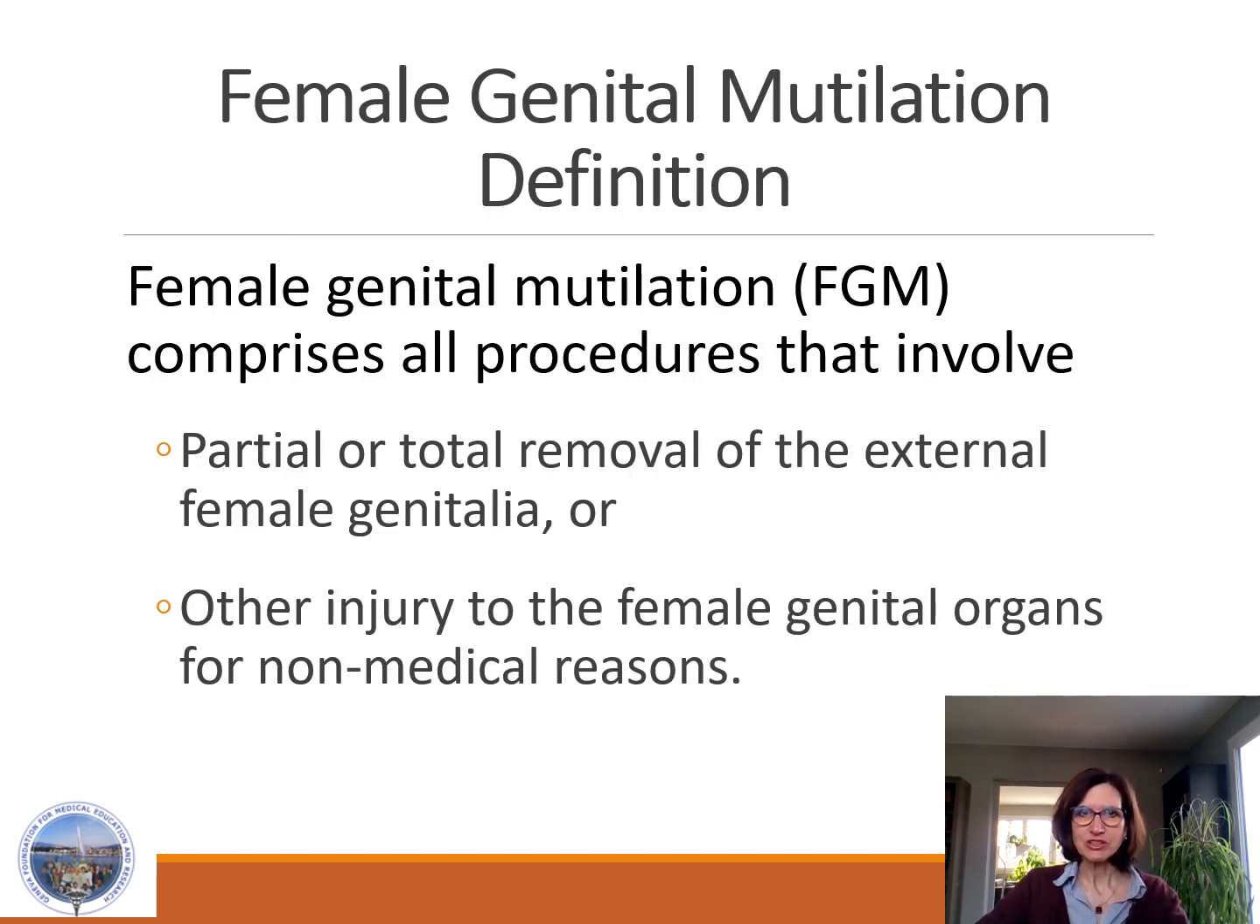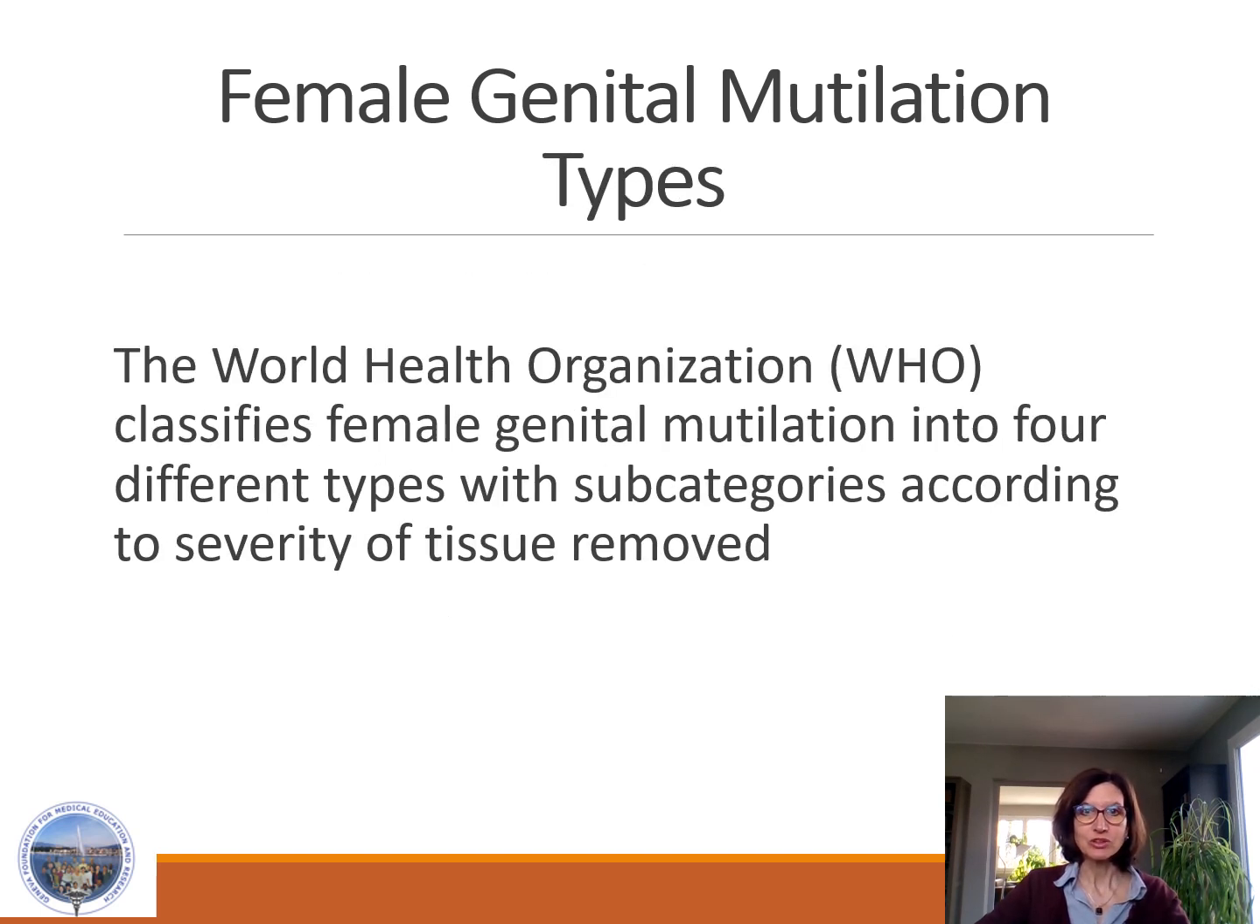Female genital mutilation comprises all procedures that involve the partial or total removal of the external female genitalia or other injury to the female genital organs for non-medical reasons. The World Health Organization classifies FGM into 4 different types with subcategories according to the severity of the tissue removed.